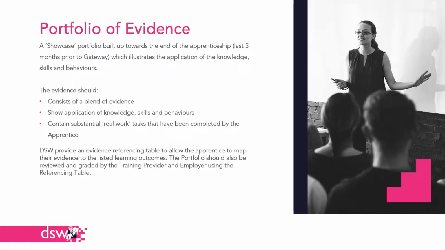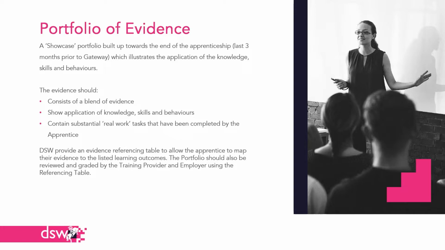Prior to the portfolio being submitted to DSW, it will need to be reviewed by the employer and training provider. The declaration in the toolkit must be completed by both parties, outlining the grade they believe the apprentice is on track to achieve, along with the rationale. This will need to be submitted as part of the portfolio.